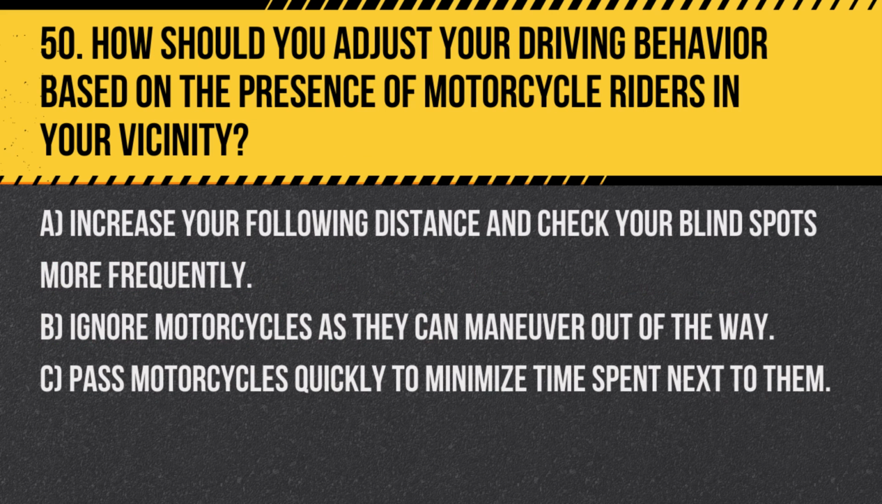Question 50. How should you adjust your driving behavior based on the presence of motorcycle riders in your vicinity? A. Increase your following distance and check your blind spots more frequently. B. Ignore motorcycles as they can maneuver out of the way. C. Pass motorcycles quickly to minimize time spent next to them.